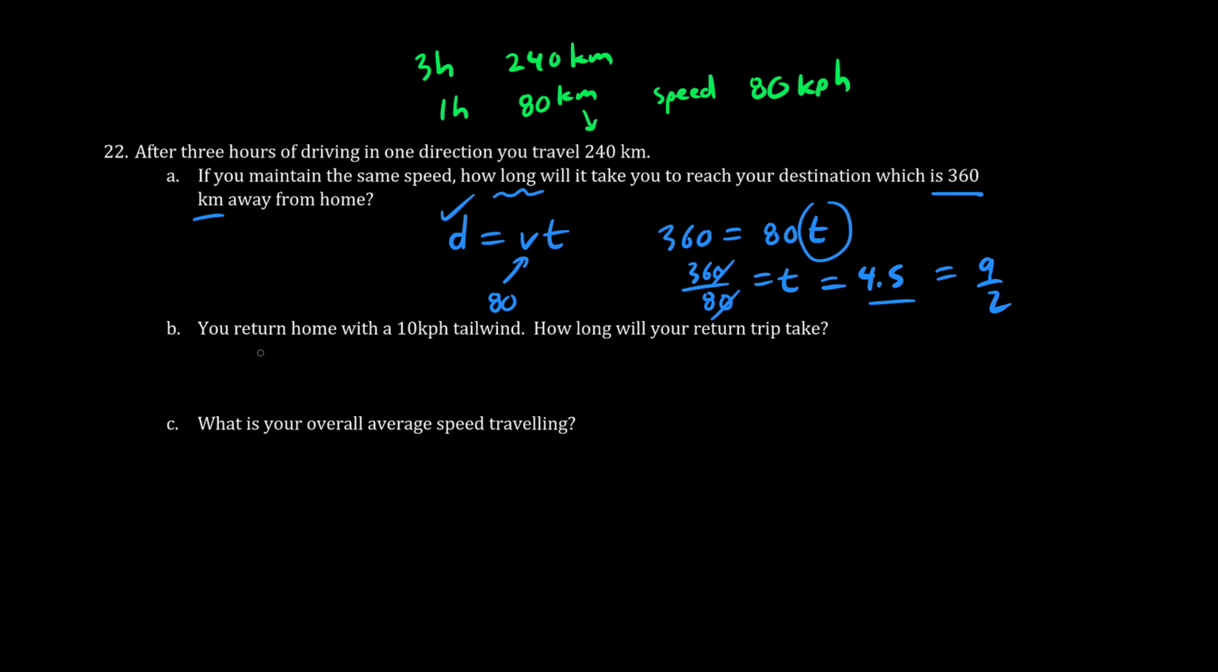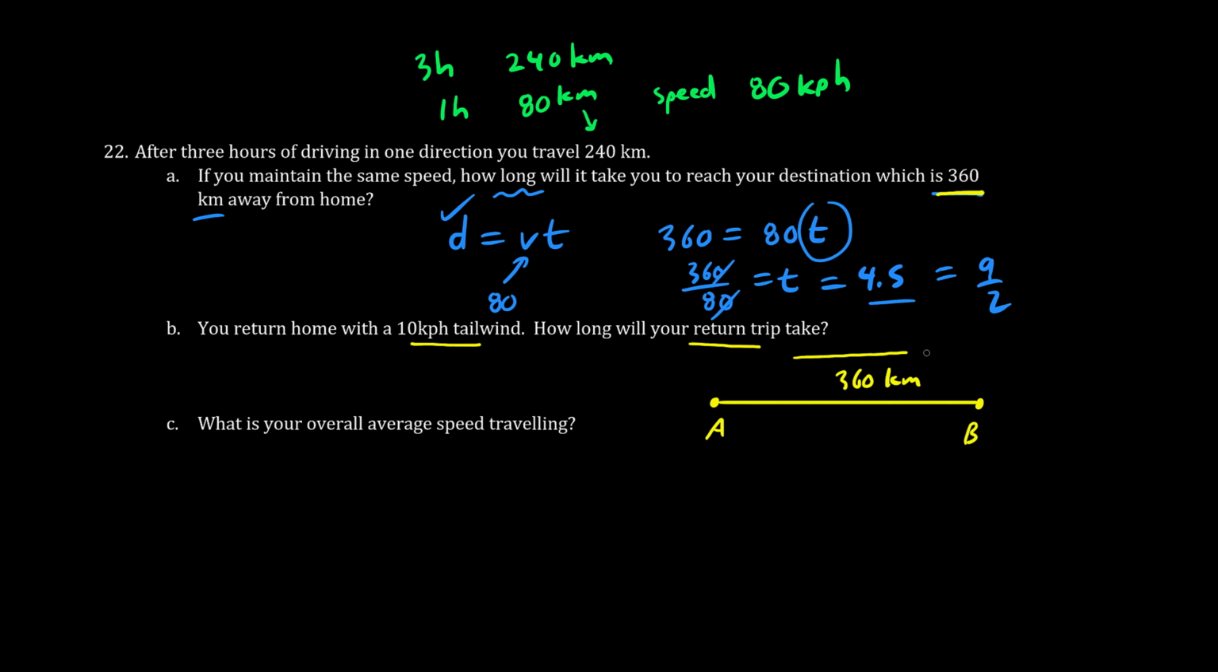Let's try part B. You return home with a 10 km per hour tailwind. So that means you're going to be pushed to go even faster. How long will your return trip take? Now it's important to really visualize this question here because our ultimate destination from point A to point B is not 240 but it's actually 360 kilometers. So AB is 360 kilometers.